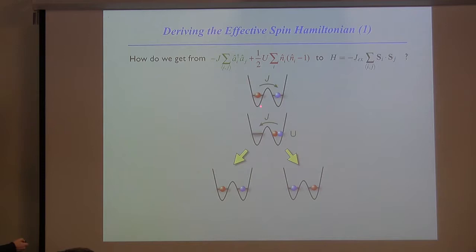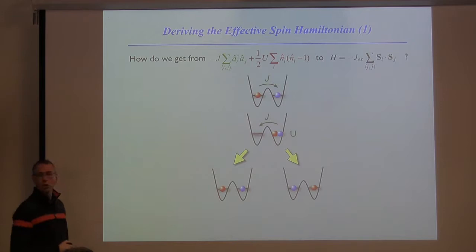We just start with a configuration of up spin here and down spin here. And we're in the regime of strong interactions, large Hubbard U. So we cannot simply hop an atom over here and stay there. That would give a huge energy penalty of this on-site interaction energy. But still, we can do that process as a virtual process. So we can go over here and then go back again to our original site.